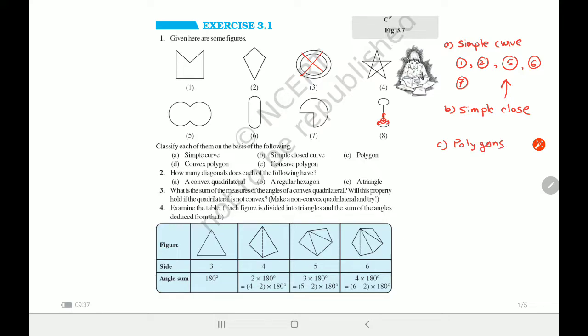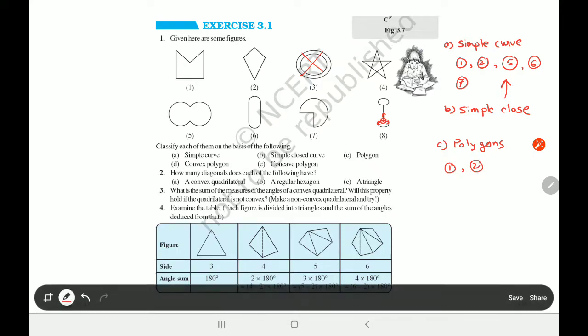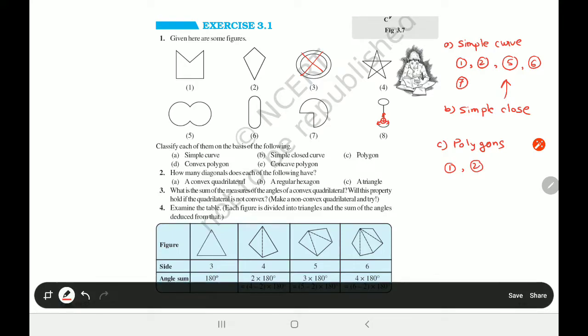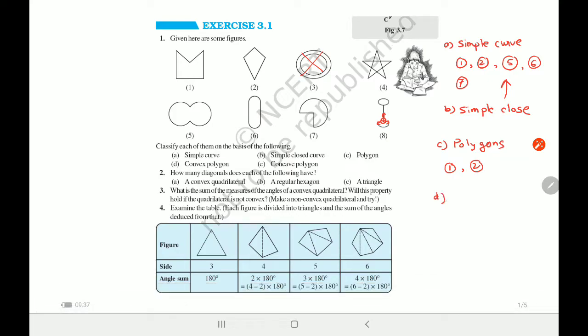C, polygon. Which all are polygons here? First one, yes. Second one, yes. And then fourth one, no, it's not a polygon because we need a simple curve. So it's not a polygon. Okay, fifth one, sixth one, and seventh one, of course not. That's it.